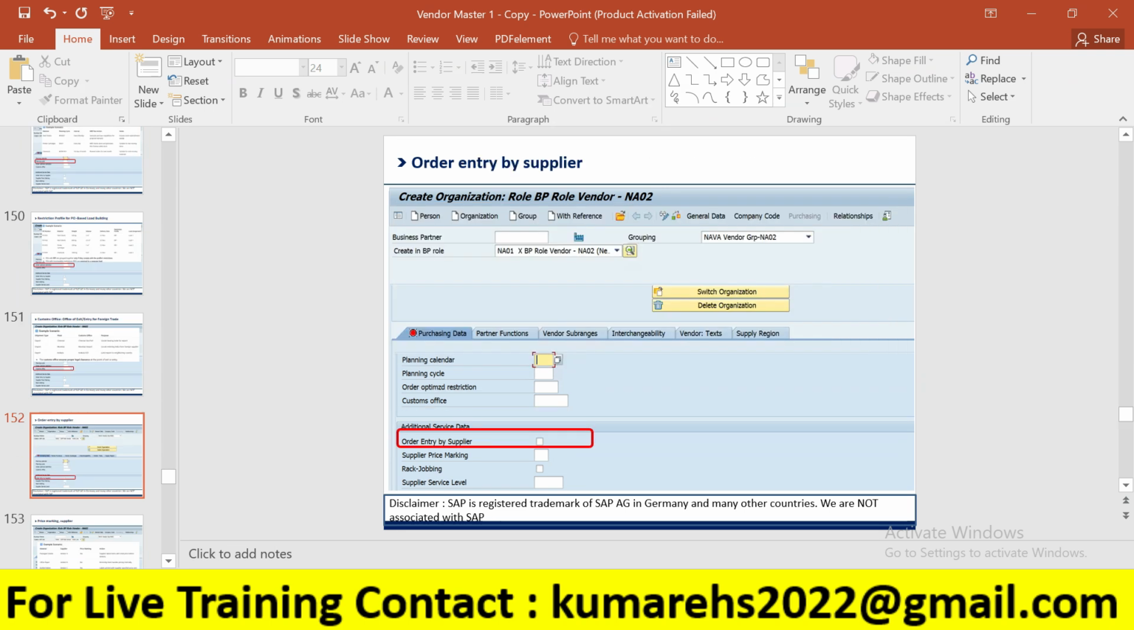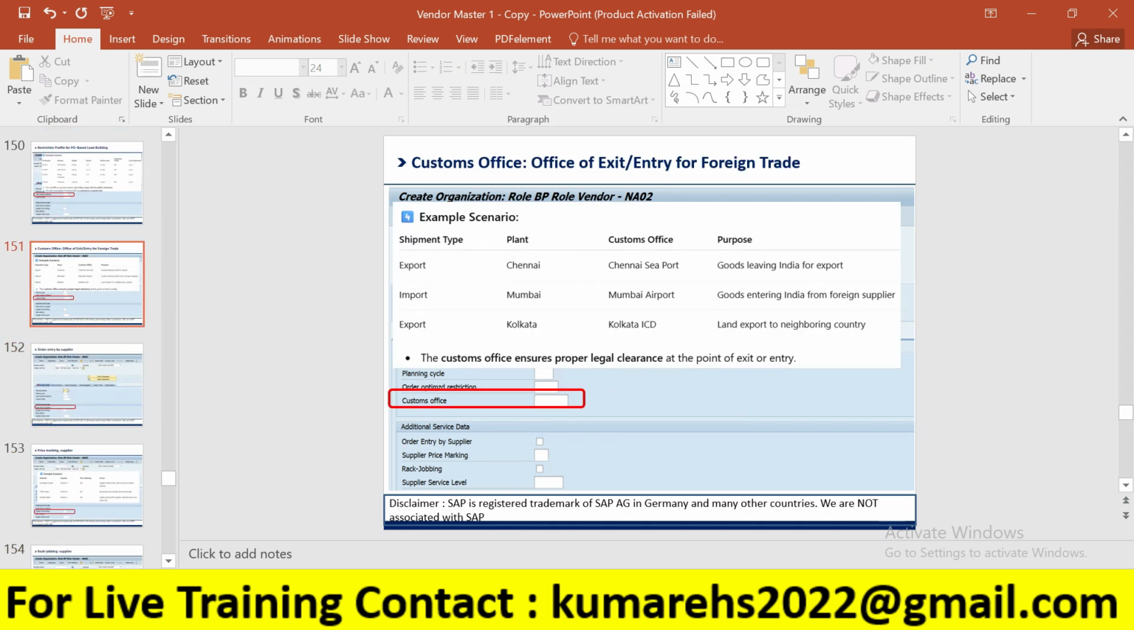So the key points: required for foreign trade compliance, can be assigned at plant, shipping point, customer or vendor level, enables accurate customs and statistical reporting, supports integration with automated customs systems like SAP GTS. The important tips: always verify the correct customs office is assigned to avoid shipment delays, penalties or compliance issues.